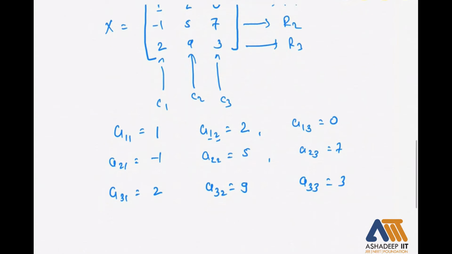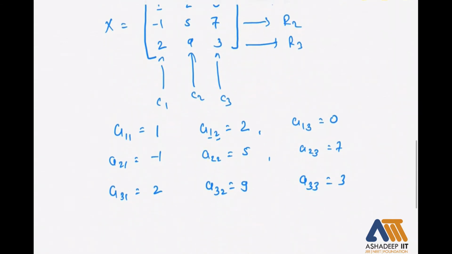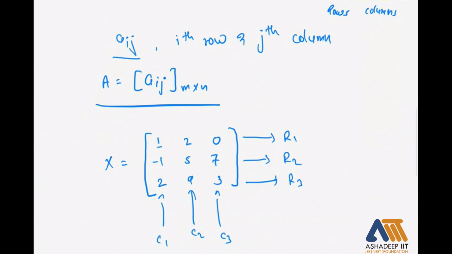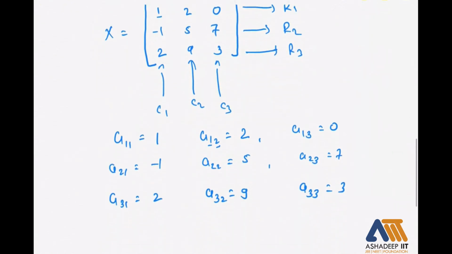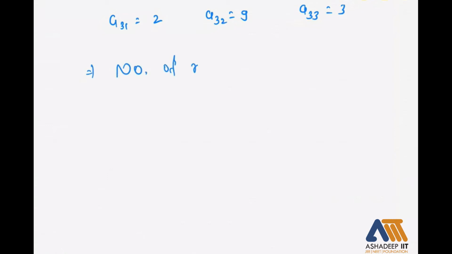Again, a matrix is the rectangular arrangement of numbers. The number of rows and columns in a matrix is called the order of the matrix. And we can write a matrix in this general way: A is equal to [Aij] m cross n. Now again, in any matrix, if the number of rows is equal to the number of columns, then that matrix is said to be a square matrix.